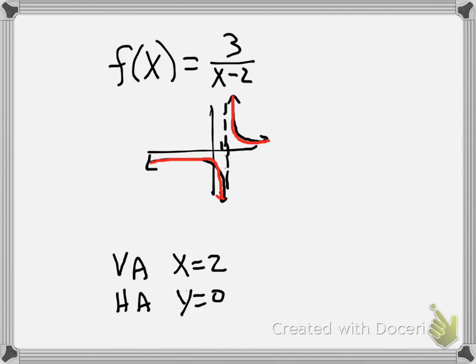So in all honesty, whether the top number is a 1, a 2, a 3, a negative 1, a negative 2, a negative 3, it's really not going to matter. When you guys are sketching a graph, really all you're looking for is the asymptotes to it.